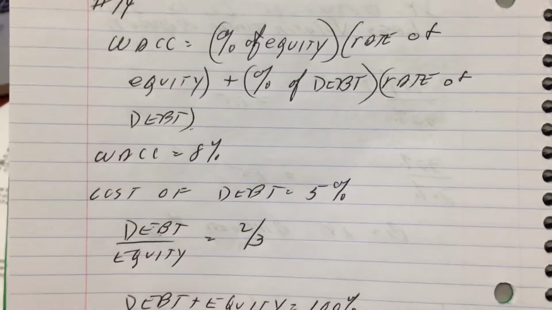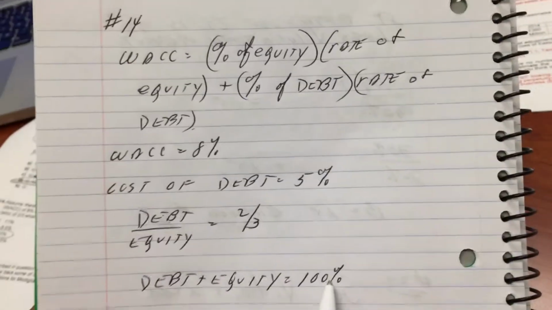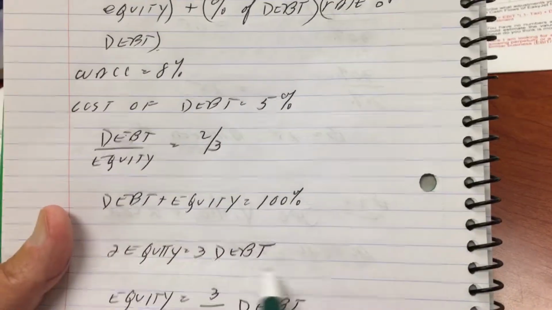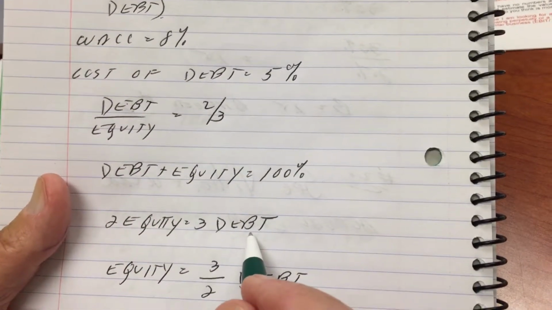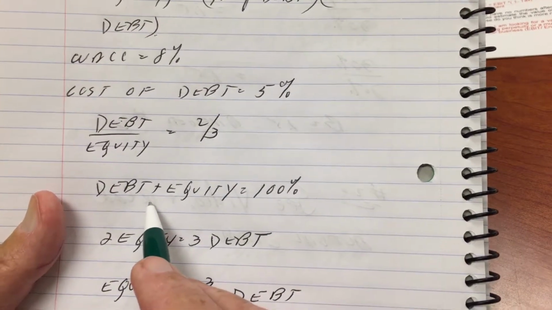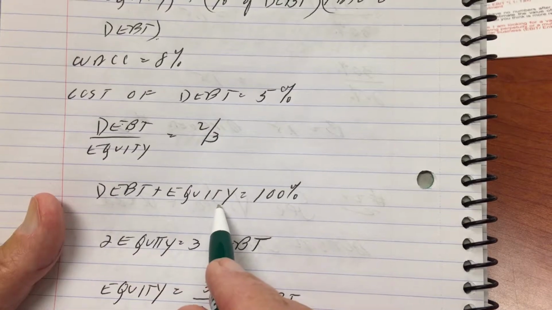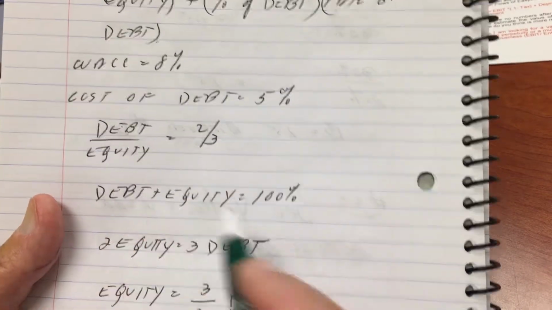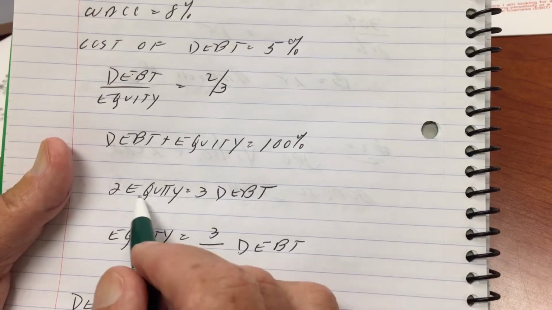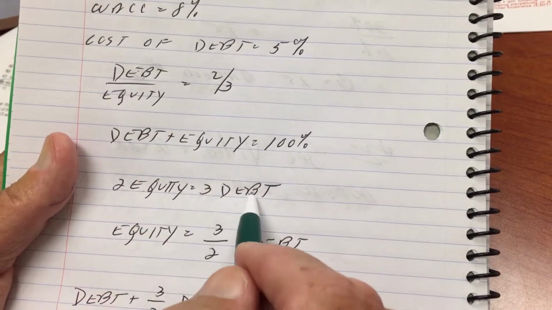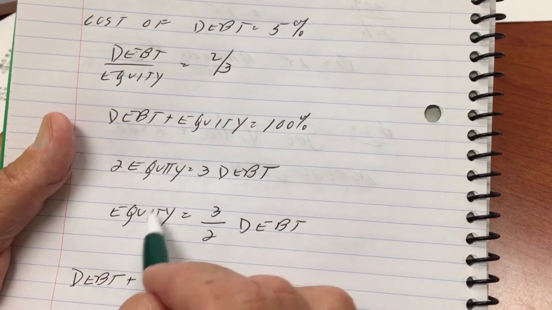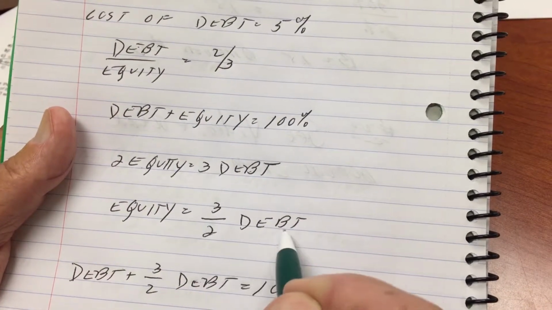We also know that debt plus equity has to equal 100%. Okay, so we're going to use some basic algebra to compute both the percentage of debt and equity that will satisfy these two equations. So we do some cross multiplication. 2 equity equals 3 debt. Dividing each side by 2, equity equals 3 halves of debt.